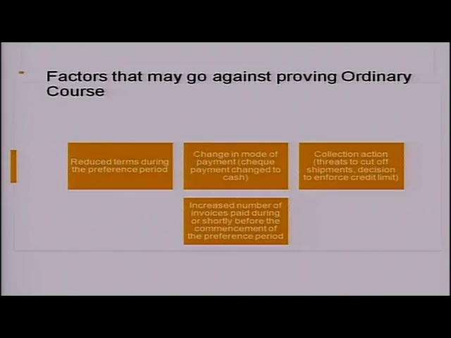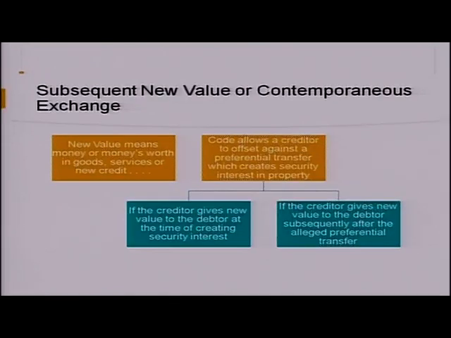Collection action, right? So threats to cut off the supplies or shipments, or a decision to enforce the credit limit. If the payment is made under coercion or under a threat, then it will be considered a preferential transaction. Also an increased number of invoices paid during or shortly before the commencement of the preference period, because there could be arm-twisting, or the promoters may do it voluntarily. So here the intention is not relevant.